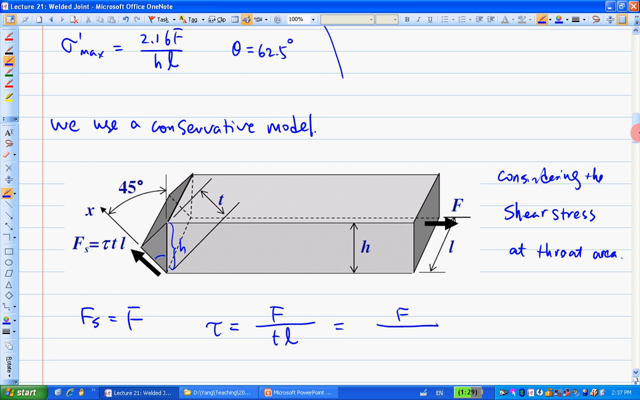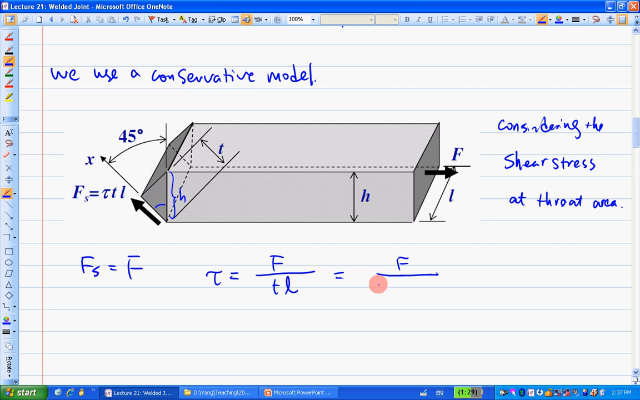What's going on here? It's tired, eh? I know. So, and then times L. And cos 45 equal to, I guess better not.